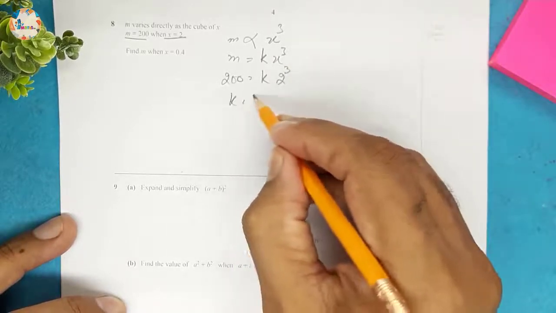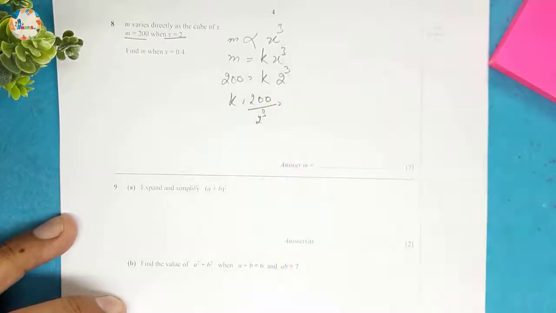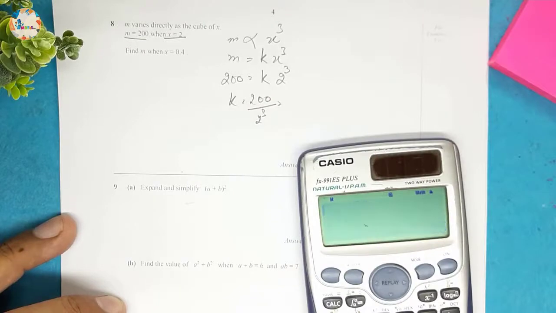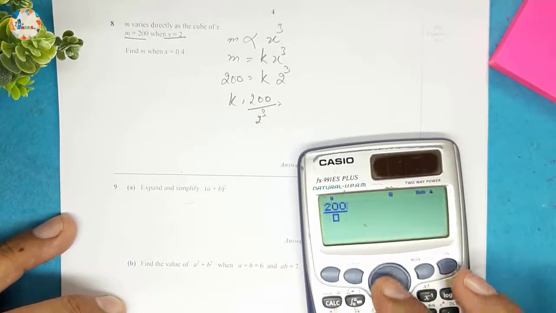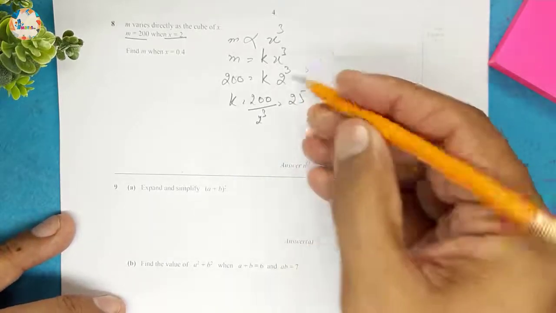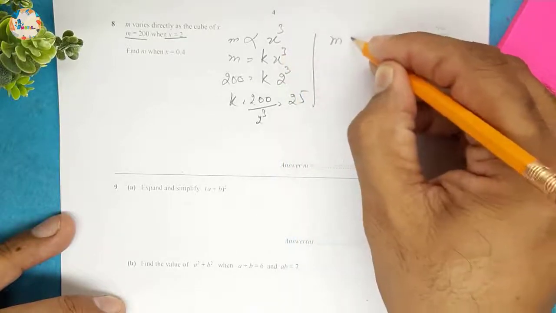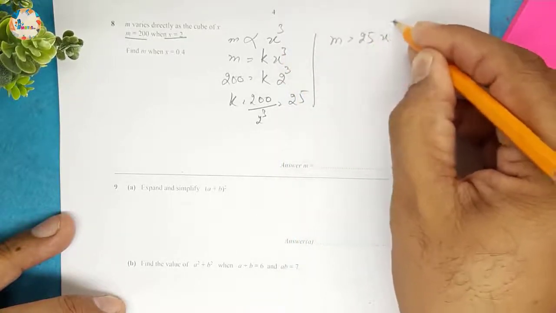So k is equal to 200 over 2 raised to the power 3, which will be equal to 25. So we can write here 25. So our equation will become m is equal to 25x cubed.